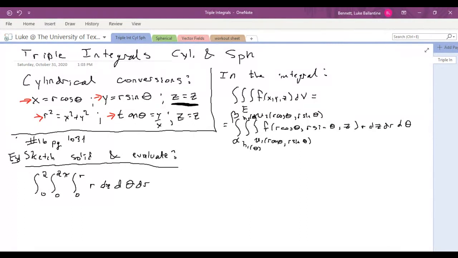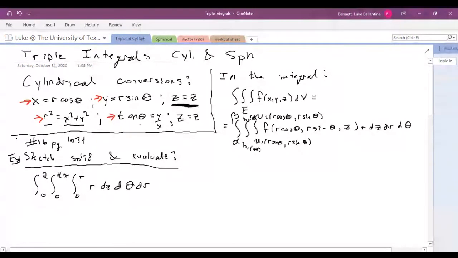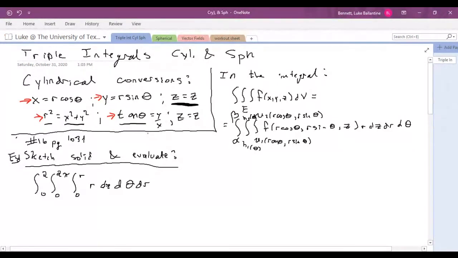And then we also have r squared is equal to x squared plus y squared, but we already knew that. That was the Pythagorean theorem. Tangent of theta equals y over x. We knew that from trigonometry. If you look at x equals r cosine theta, that is x over r equals cosine theta. And the same thing with y over r equals sine theta.